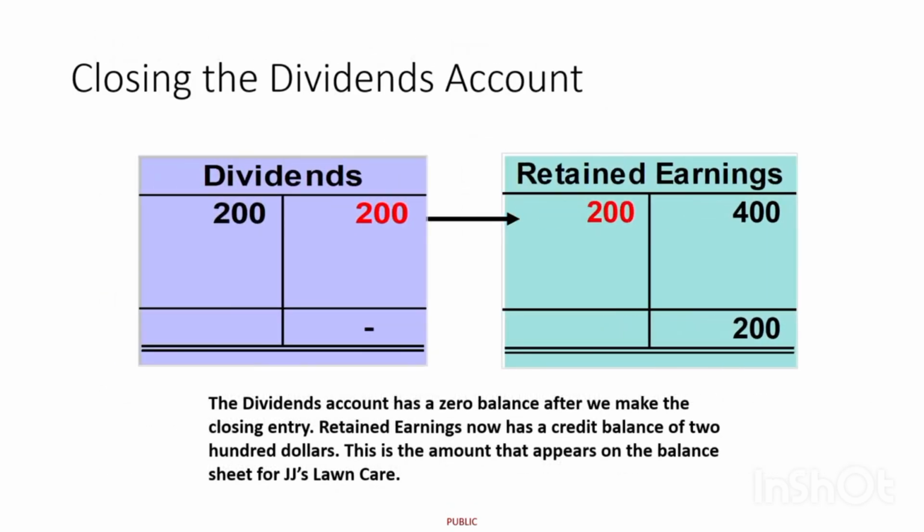So now closing the dividend accounts. So dividend is 200 and retained earnings is now 200. So the dividend account has a 0 balance after we make the closing entry. So retained earnings now has a credit balance of $200 and this is the amount that appears on the balance sheet for JJ Lawn Care.